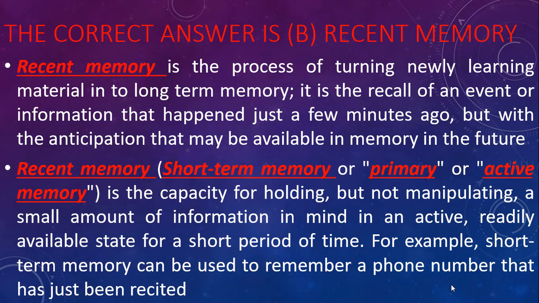Recent memory is a process of turning newly learned material into long-term memory. It is the recall of an event or information that happened just a few minutes ago, but with the anticipation that it may be available in memory in the future. Recent memory, which is also called short-term memory or primary or active memory, is the capacity for holding, but not manipulating, a small amount of information in mind in an active, readily available state for a short period of time. For example, short-term memory can be used to remember a phone number that has just been recited.